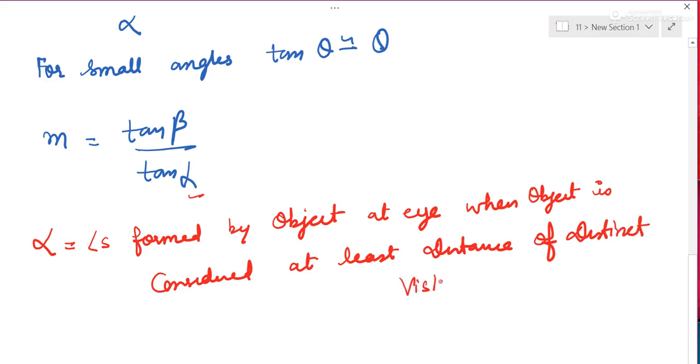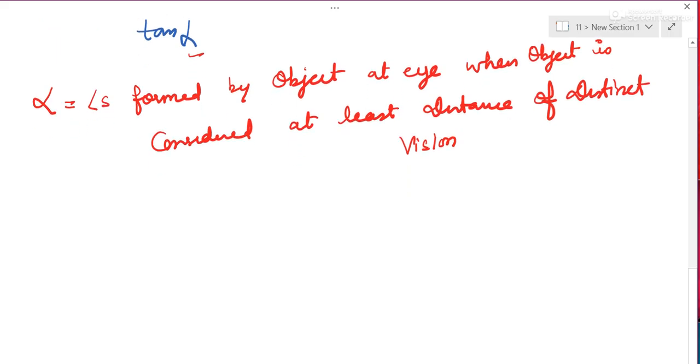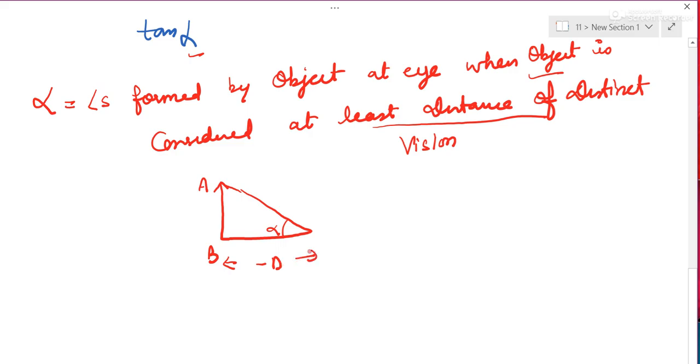This is alpha. So alpha can be shown two ways. Look here. It is some angle, right? This is alpha, formed by the object. Okay, so you can show this is the object, when considered at the least distance. So this is your least distance, minus D, or D. The distance is D. So what is tangent alpha? This is the object, the height of the object. So tangent alpha will be height of object by base, that is the perpendicular by base.